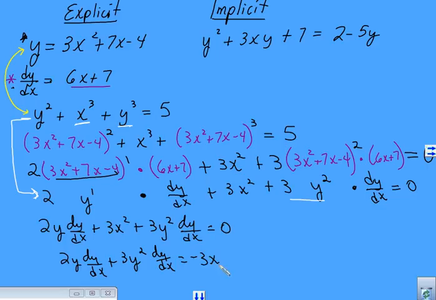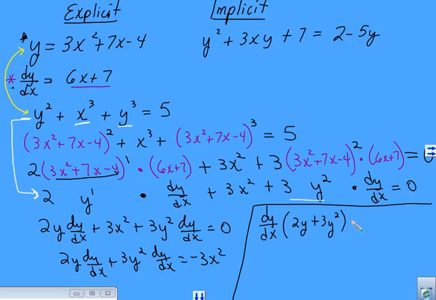Now, your goal is to solve for dy over dx, so you need to get it separated away from those other terms. Since it's over here on one side all by itself, you can simply pull out dy over dx as a common factor and isolate it. So I'm going to pull the dy over dx out front, which will leave me with 2y plus 3y squared equals the negative 3x squared.